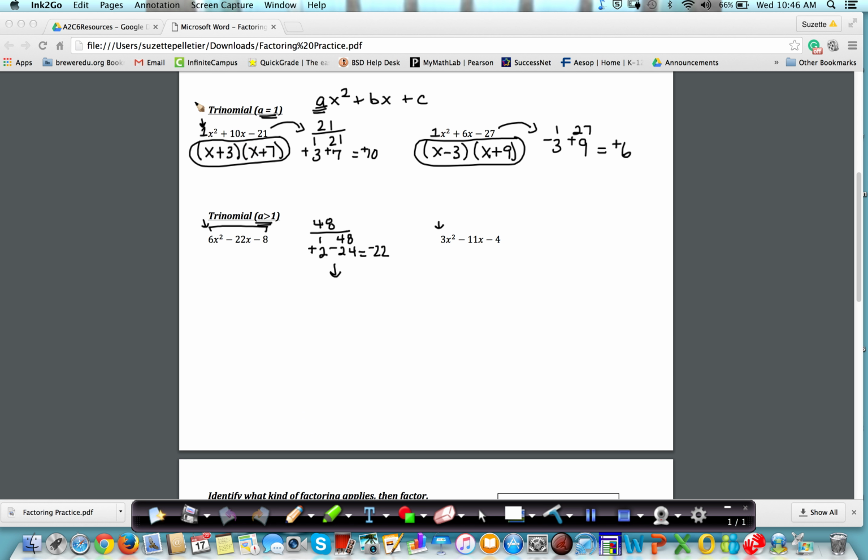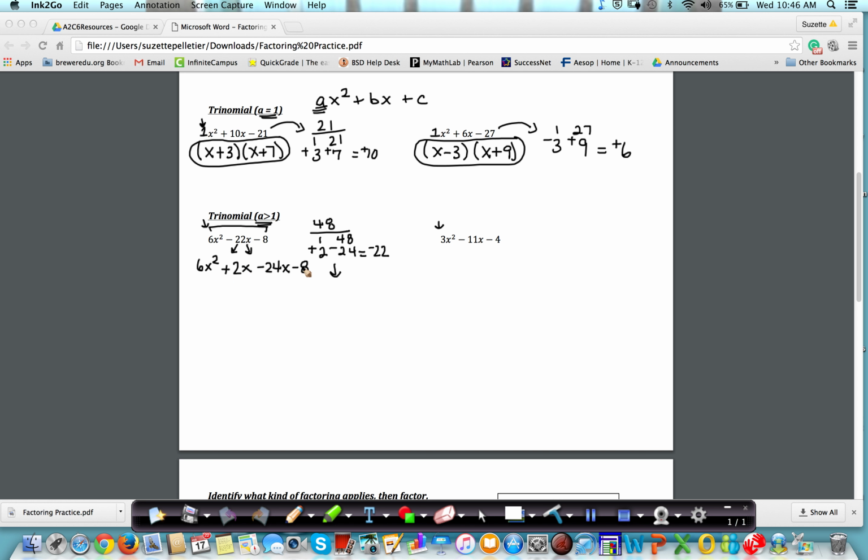Okay, now unlike where a equals 1, I'm not just going to say x plus 2 and x minus 24, because if I FOIL it out, there's no way for me to get a 6 in the front. So instead, I'm going to use these two factors that I've discovered give me negative 22, and I'm going to replace that negative 22 with those two factors. So the 6x squared stays the same, as does the negative 8. So 6x squared plus 2x minus 24x minus 8.